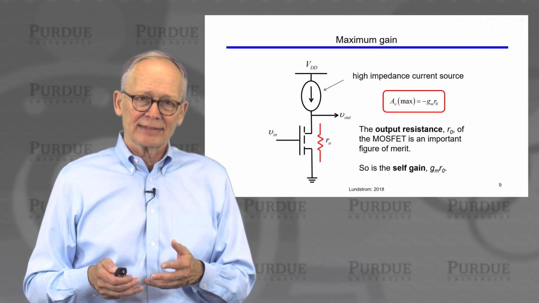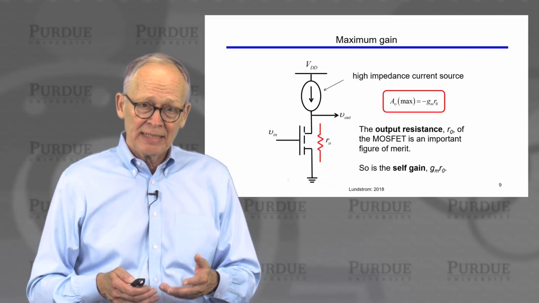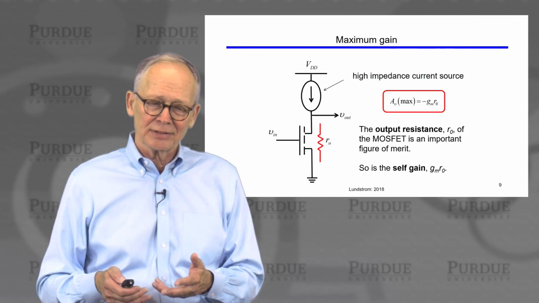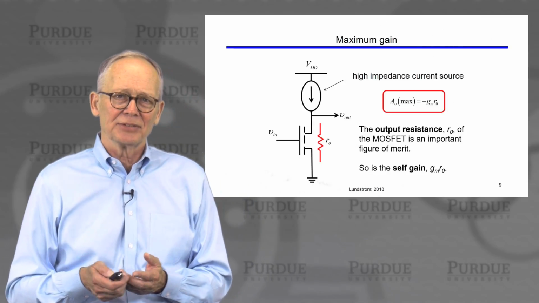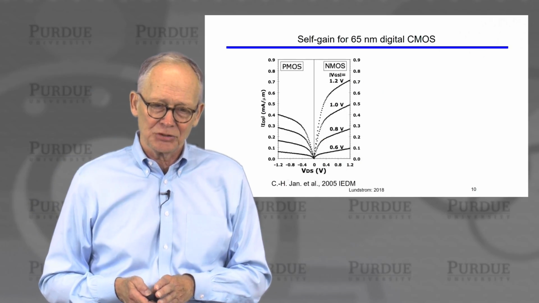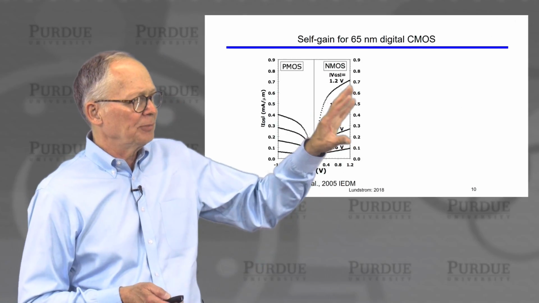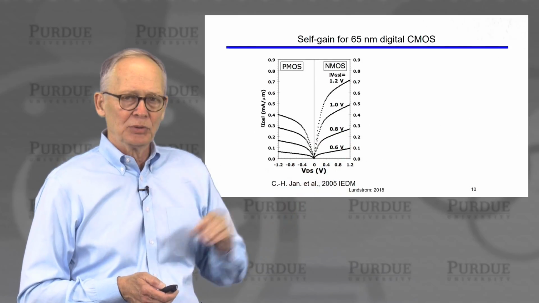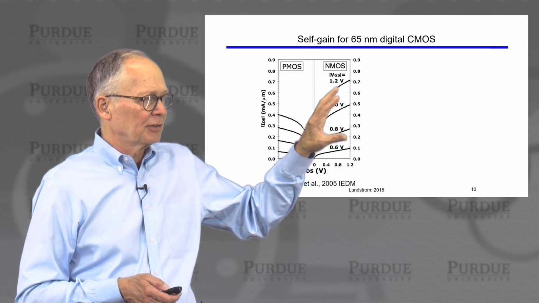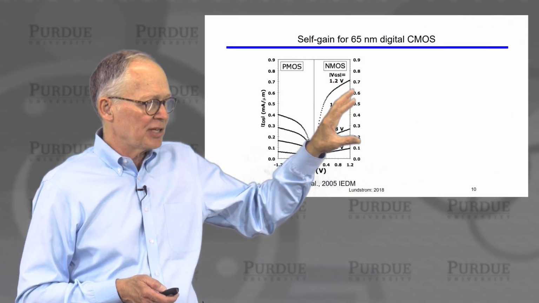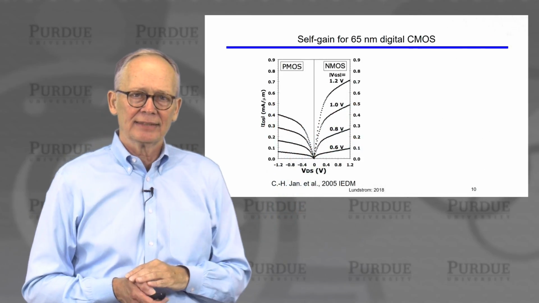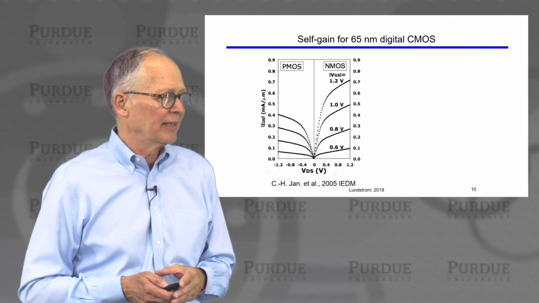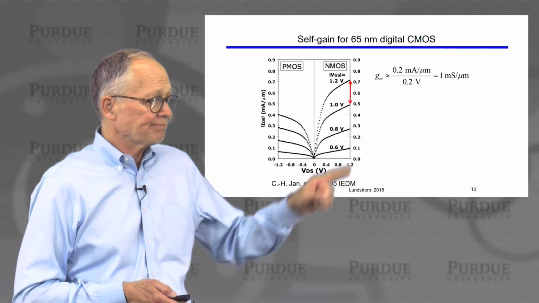It depends on the transconductance of the transistor and on the output resistance of the transistor itself. It's intrinsic to the transistor. No matter how clever you are with the rest of the circuit, this is the maximum gain that you can get out of it. All right, so just to make this concrete, here is some CMOS technology from a few years back. Here are some IV characteristics, output characteristics of the N-channel device and the P-channel device. Let's see if we can figure out what the transconductance, output resistance, and self-gain are for this transistor.